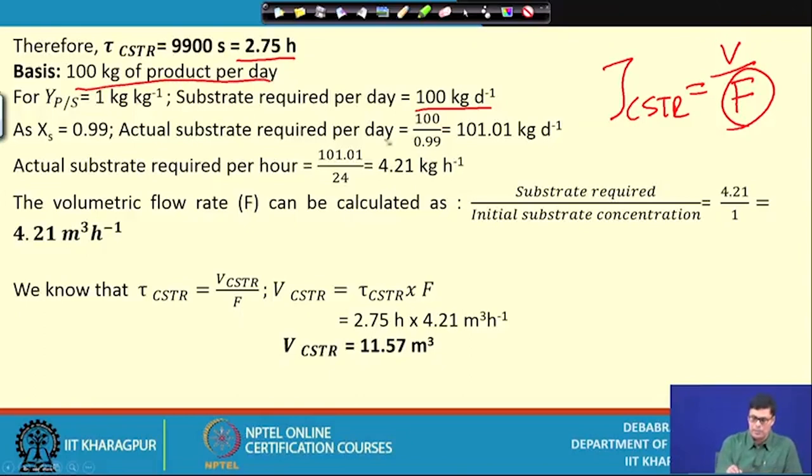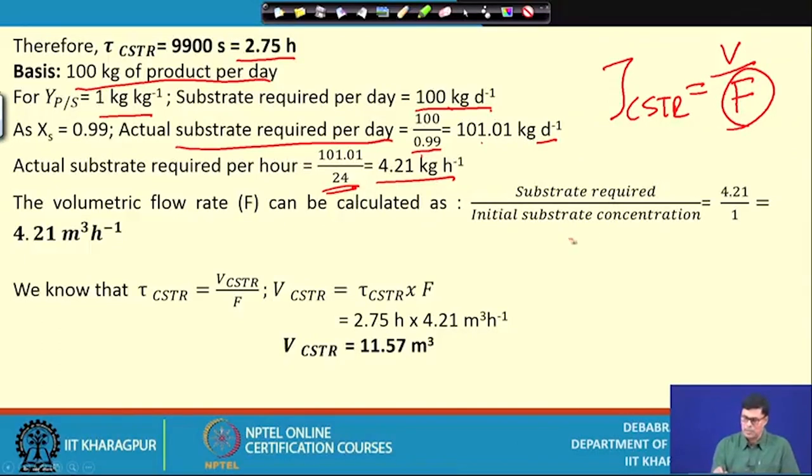Now for 100 kg of product, how much substrate is required? 100 kg per day, the same amount of substrate, because 1 kg of product is produced from 1 kg of substrate. The actual amount of substrate required per day will be what? 100 divided by 0.99, that is 101.01 kg per day. Am I right? Now, the actual amount of substrate required is per day; we can convert it to per hour if you divide by 24, because one day equals 24 hours. So it is coming to about 4.21 kg per hour.